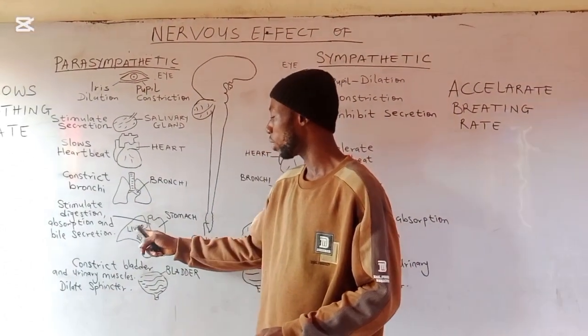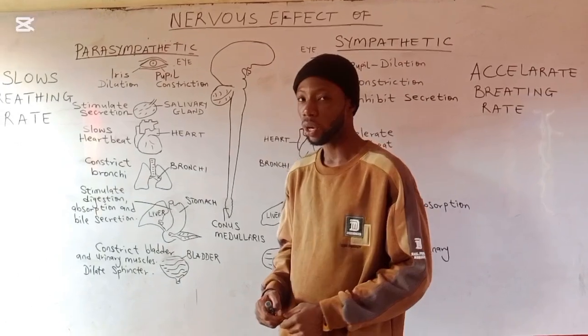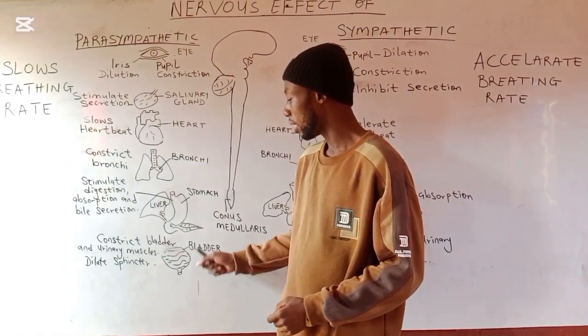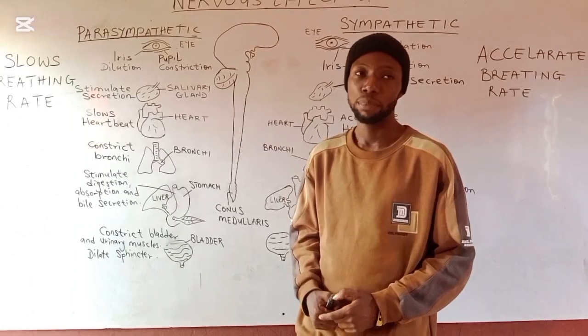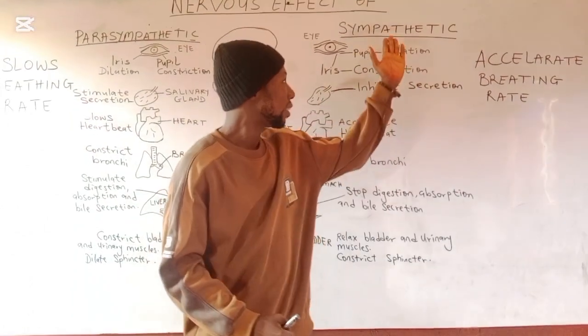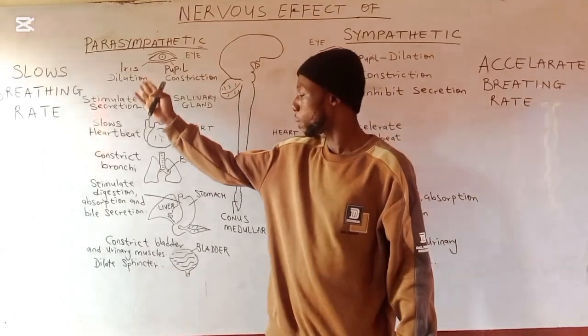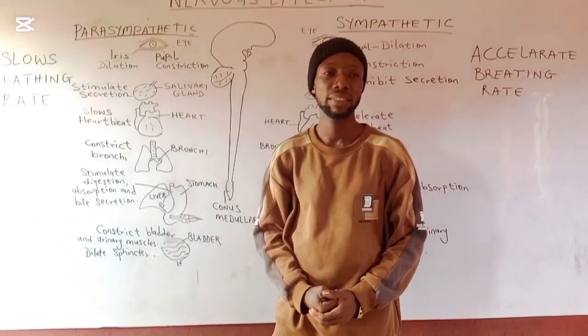Then we have the stomach, the liver, and pancreas. We are going to discuss the liver and stomach. Then we have the urinary bladder. So these are the sympathetic effects on these organs. Then these are the parasympathetic effects.